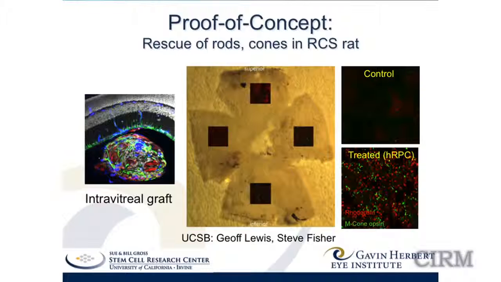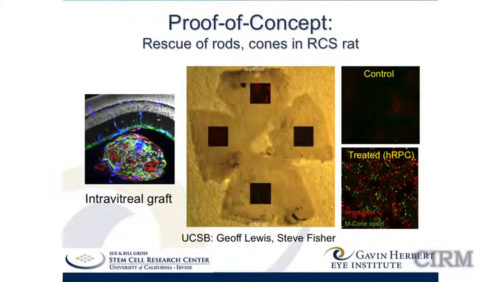What you see in the middle, this splayed out cross-like thing, is actually a rat retina. So that's a retina from a rat with retinal degeneration. That's our animal model called the RCS rat. This is a way of mounting a retina so that you can look at it microscopically without slicing it up. And then those four funny black areas are just zones where the special microscope is going to zoom in and look at the photoreceptor layer and see what's going on.